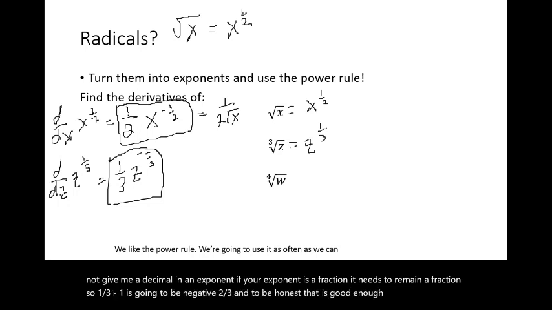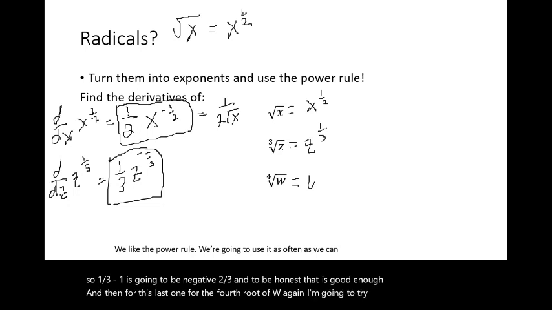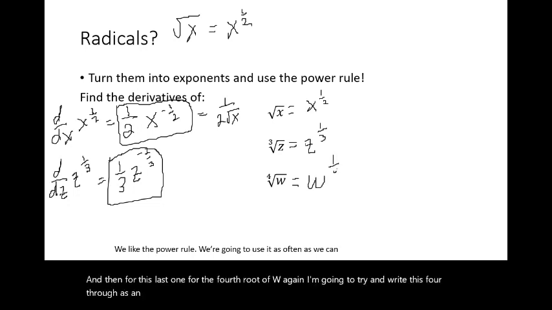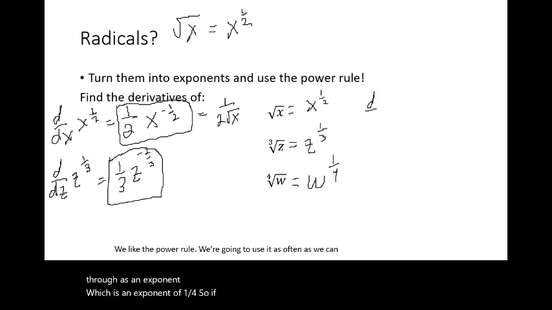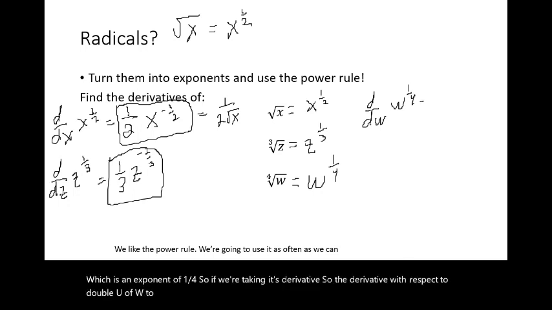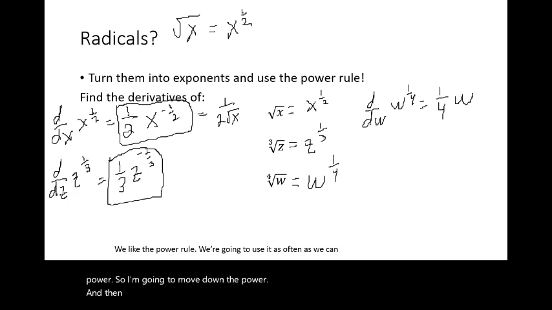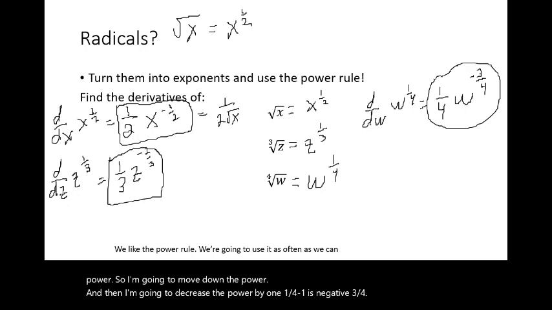And then for this last one, for the 4th root of w, again, I'm going to try and write this 4th root as an exponent, which is an exponent of 1/4. So if we are taking its derivative, the derivative with respect to w of w to the power of 1/4, I am going to use the power rule since this is a numeric power. So I'm going to move down the power, and then I'm going to decrease the power by 1. 1/4 minus 1 is negative 3/4. And then that is a good enough final answer.